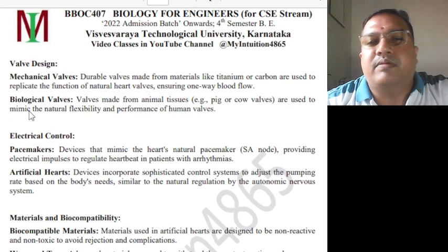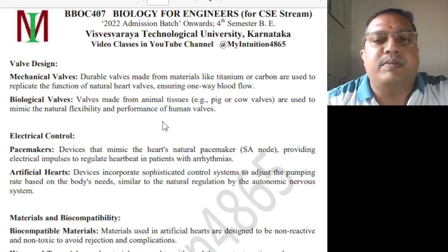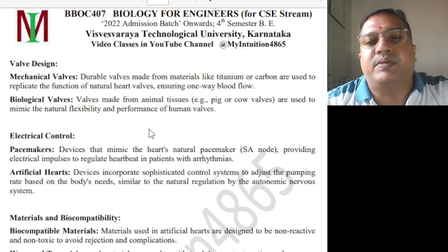Mechanical valves: durable valves made from materials like titanium or carbon are used to replicate the function of natural heart valves, ensuring one-way blood flow. Biological valves: valves made from animal tissues like pig or cow valves are also used to mimic the natural flexibility and performance of human valves.